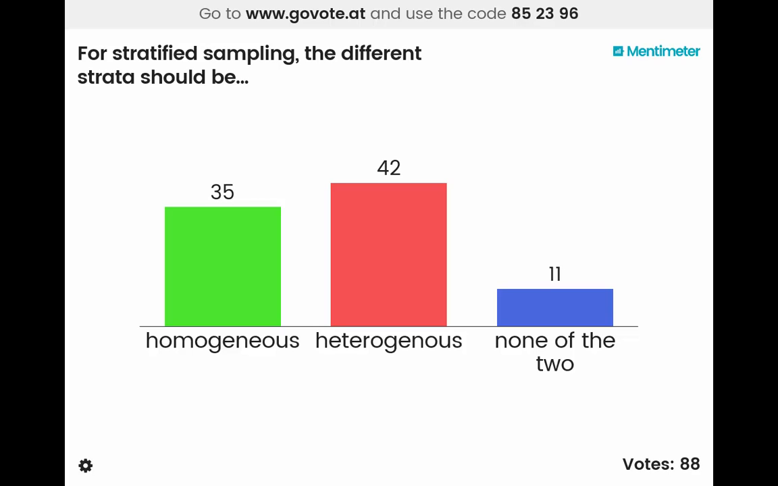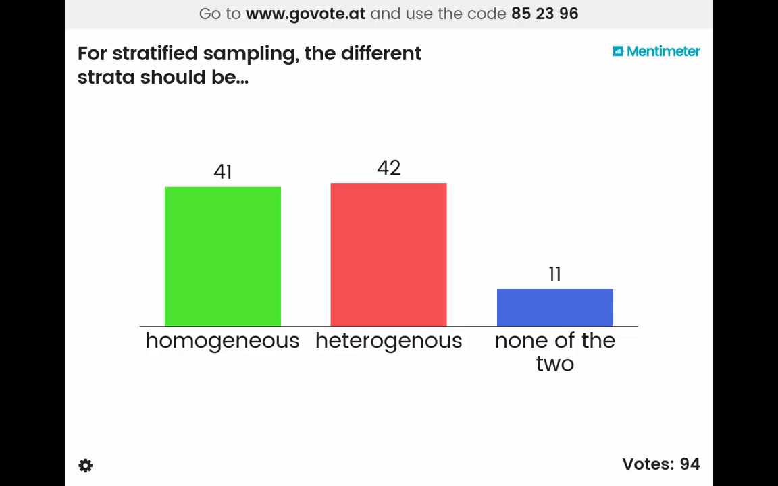The idea is that you separate the world into different groupings, let's say men and women, and then you want to pick proportionally as many men and women out of your whole population. So then you want to go into these strata and pick some individuals out of them.